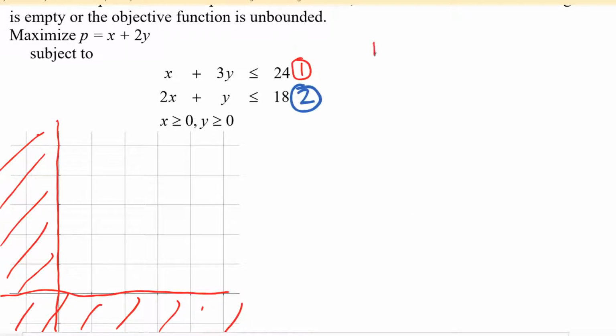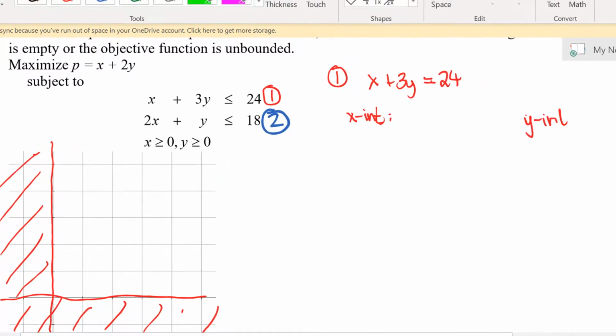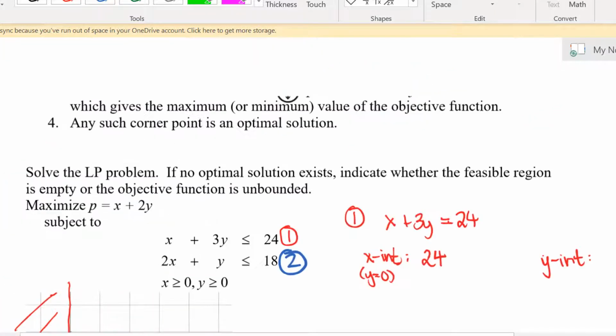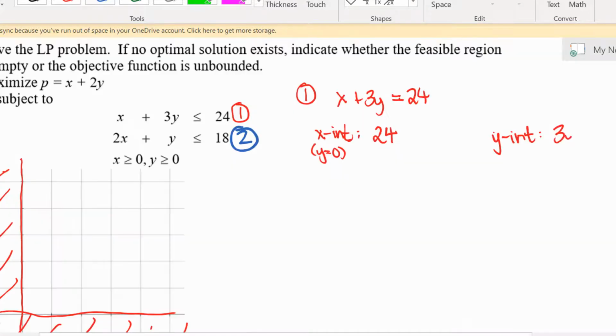Okay, so if we focus on the first inequality, remember we graph the corresponding equation, x plus 3y equals 24. And then I'm going to find the x and y intercepts. And remember, to find the x-intercept, we plug in y equals 0. And if I do that, this term is basically gone, so I just get x equals 24. And then for the y-intercept, we plug in x equals 0, so I would have 3y equals 24. And then divide both sides by 3, and I get y equals 8. So you see, we don't want to go up by ones if the x-intercept is 24.